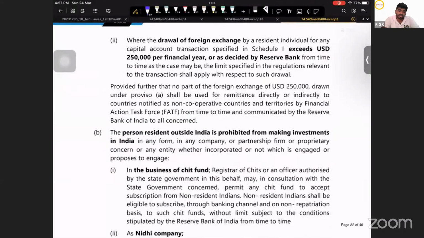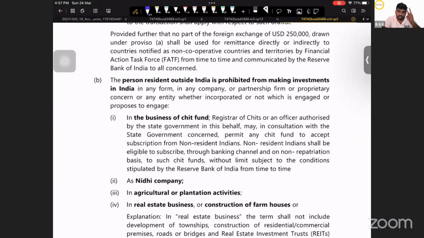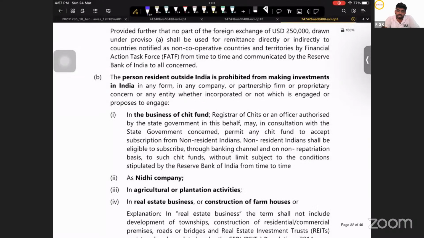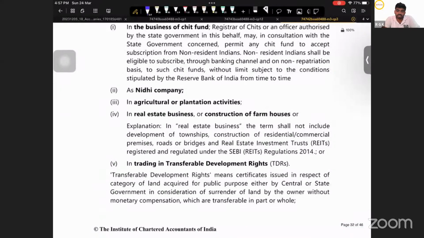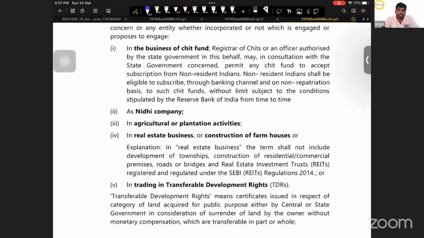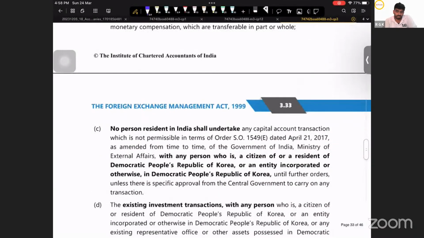However, a person resident outside India is prohibited from making investment in India in the business of chit fund, in the business of Nidhi company, in agricultural or plantation activities, in real estate business or construction of farmhouse, and in trading in transferable development rights. For these five transactions, there is blanket prohibition. These prohibitions are for persons resident outside India. A person resident outside India cannot invest money in the business of chit fund in India, Nidhi companies in India, agricultural plantation activities, real estate business, construction of farmhouse, or trading in transferable development rights.